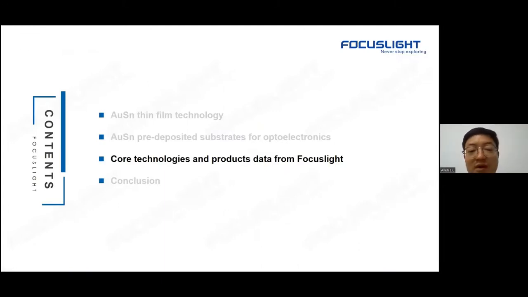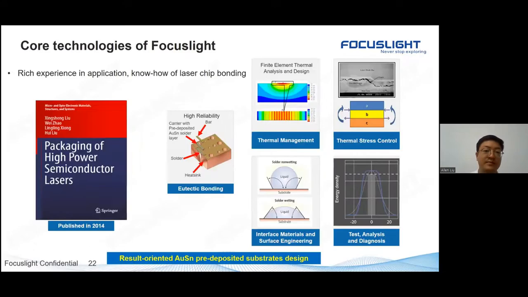So what are our core technologies, and what is our product data in application, even in the product test data, even in some test data in application? As you know, we have rich experience in application, and we have know-how because we not only make the ceramic, we also make the device. So we have a result to confirm whether our substrate is good or not.